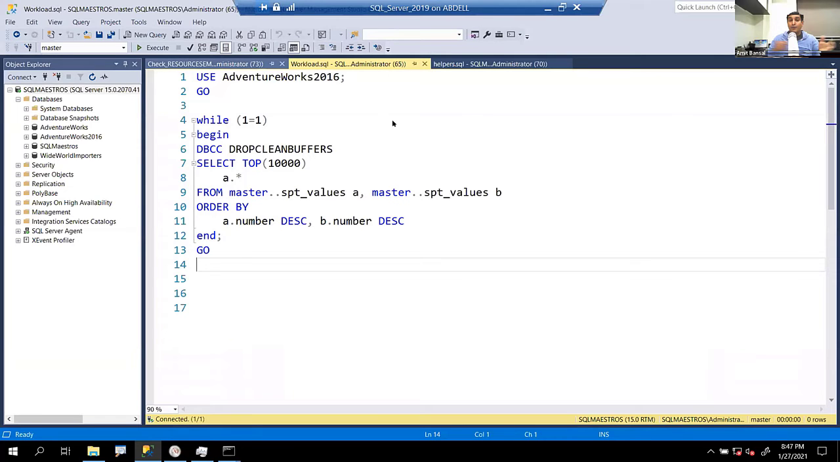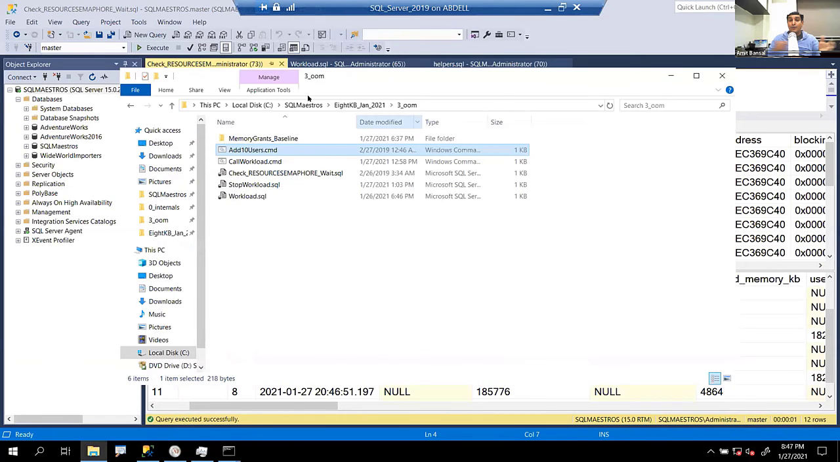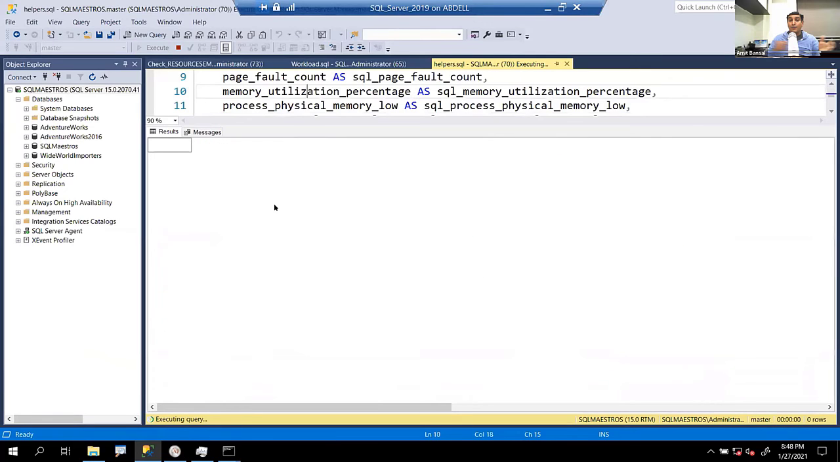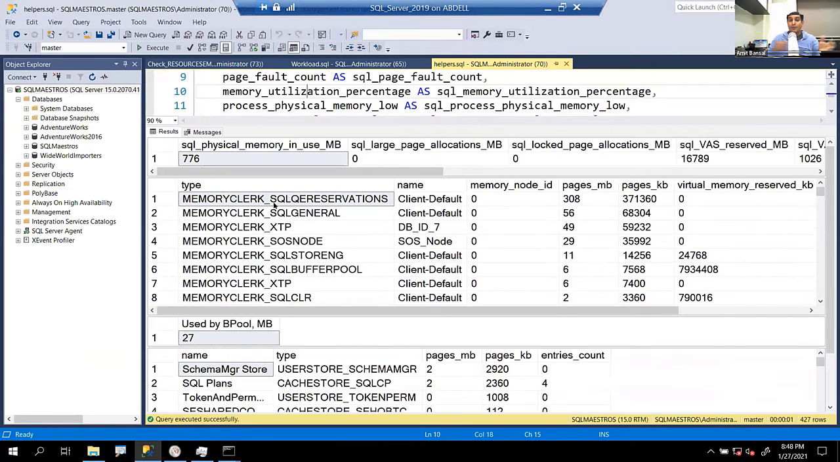memory. If you look at the helpers DMV now at this point, let's go and execute. We anyway cannot go beyond 1000 or so, what we have allocated. And you can see memory clerk SQL reservations is sitting right at the top. The SQL reservations clerk triggers in to reserve an advance amount of memory for this query workspace. And that's why this is called reservations.